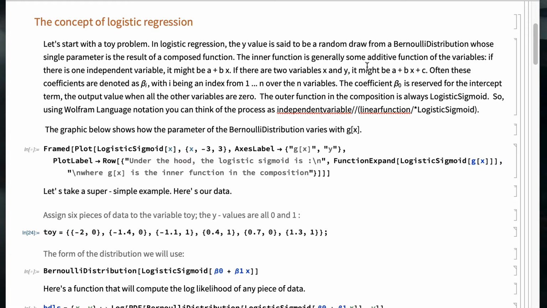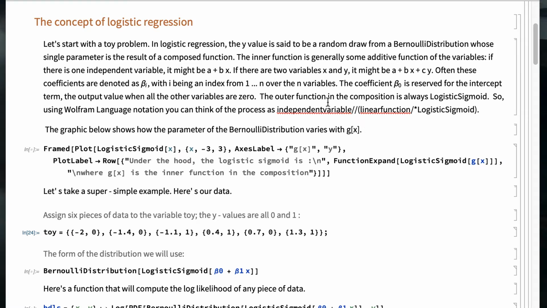If you have two variables, it might be a plus bx plus cy, and often these coefficients a, b, and c are not called a, b, and c. They're denoted as beta sub i, with i being indexed from 1 to n over the n variables. So here we'd have beta 1 and beta 2 instead of b and c. And beta 0 is this intercept term. By no means do you have to use beta. You could use smiley faces or whatever, some emoji instead. But I would say beta, for whatever reason, has become very popular in this area.